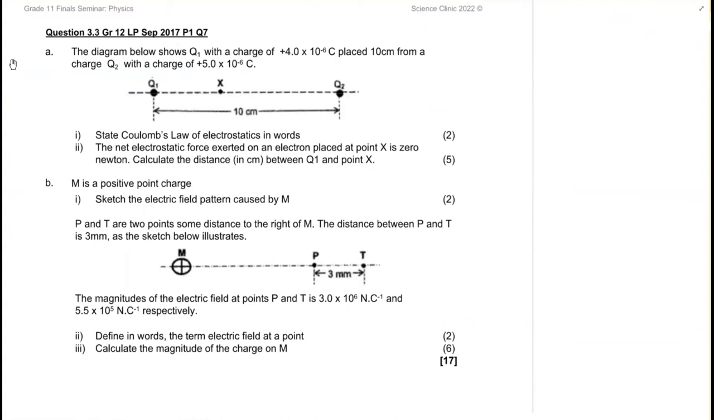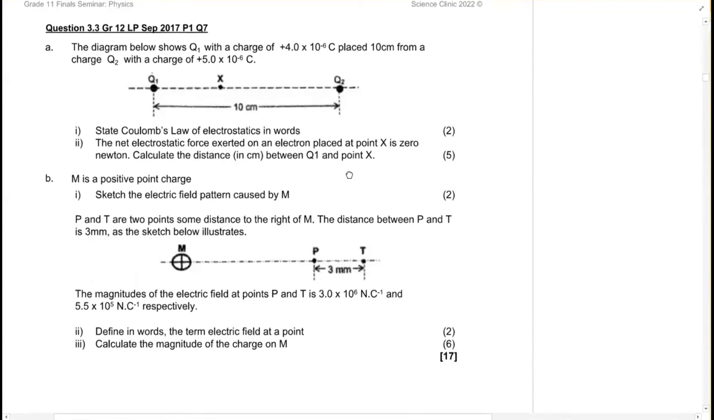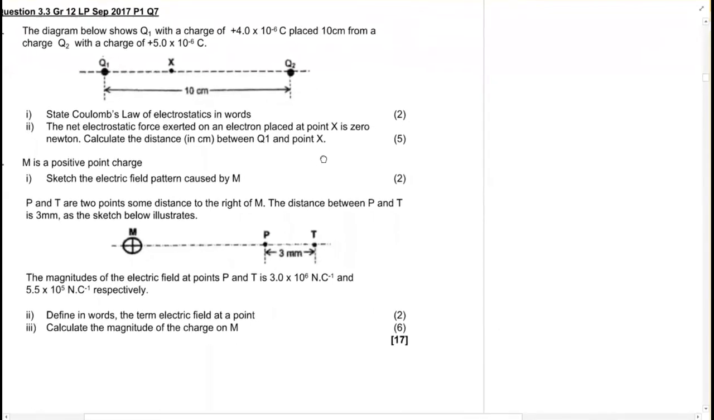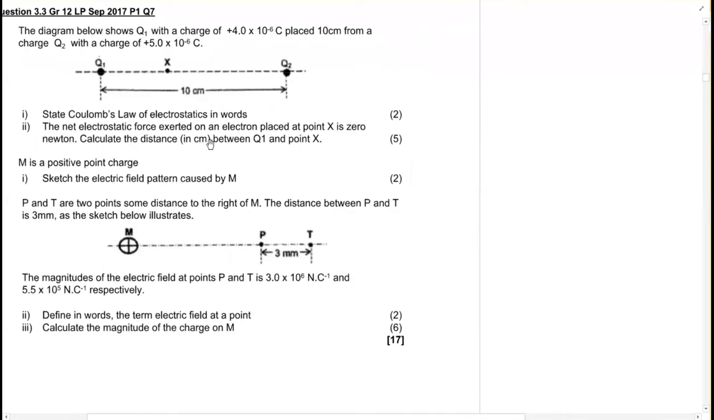Okay. The diagram below shows Q1 with a charge of 4 times 10 to the minus 6, that's micro. So 4 microcoulombs, placed 10 centimeters from a charge Q2 with a charge of 5 microcoulombs. The net electrostatic force exerted on an electron placed at point X is 0 newtons. Calculate the distance in centimeters between Q1 and point X. This is a very particular question.